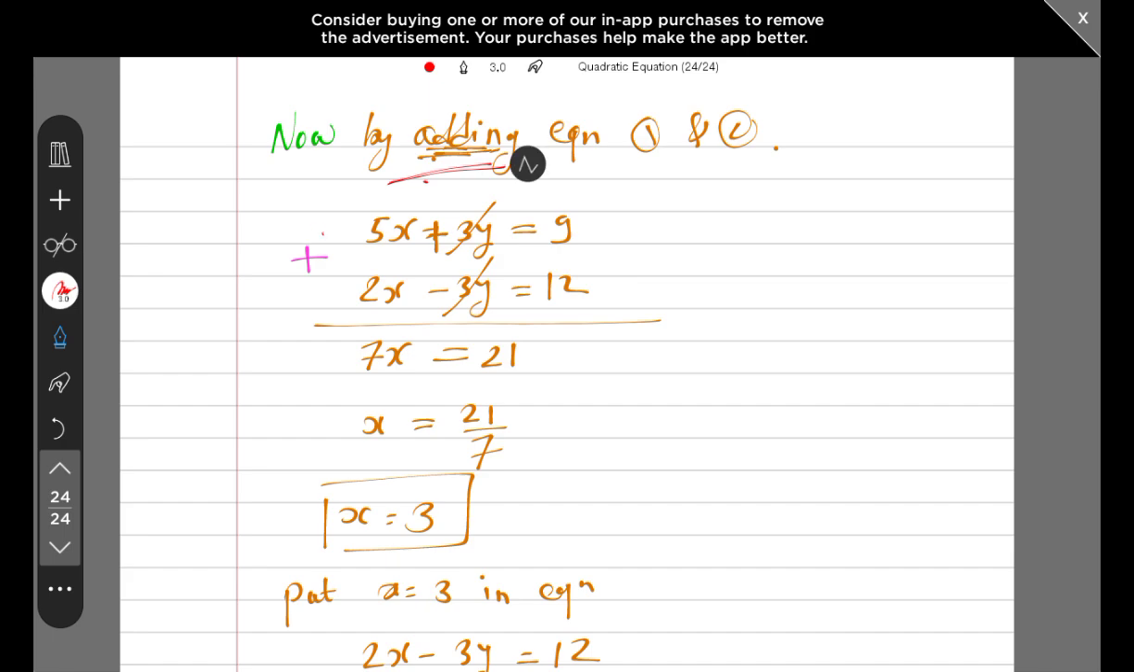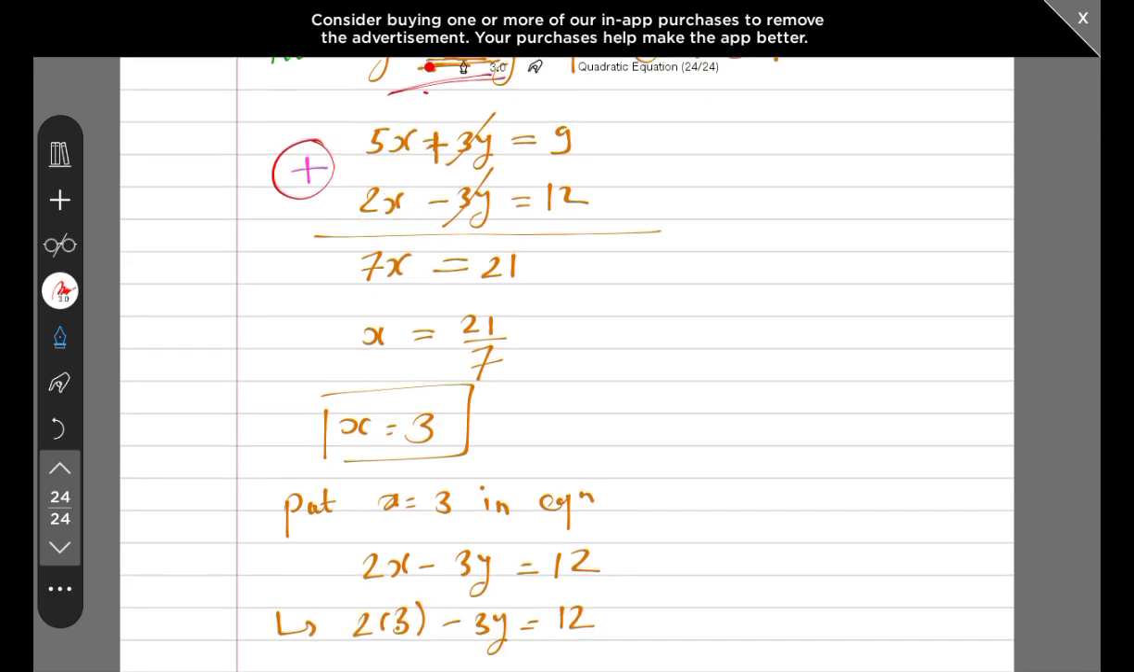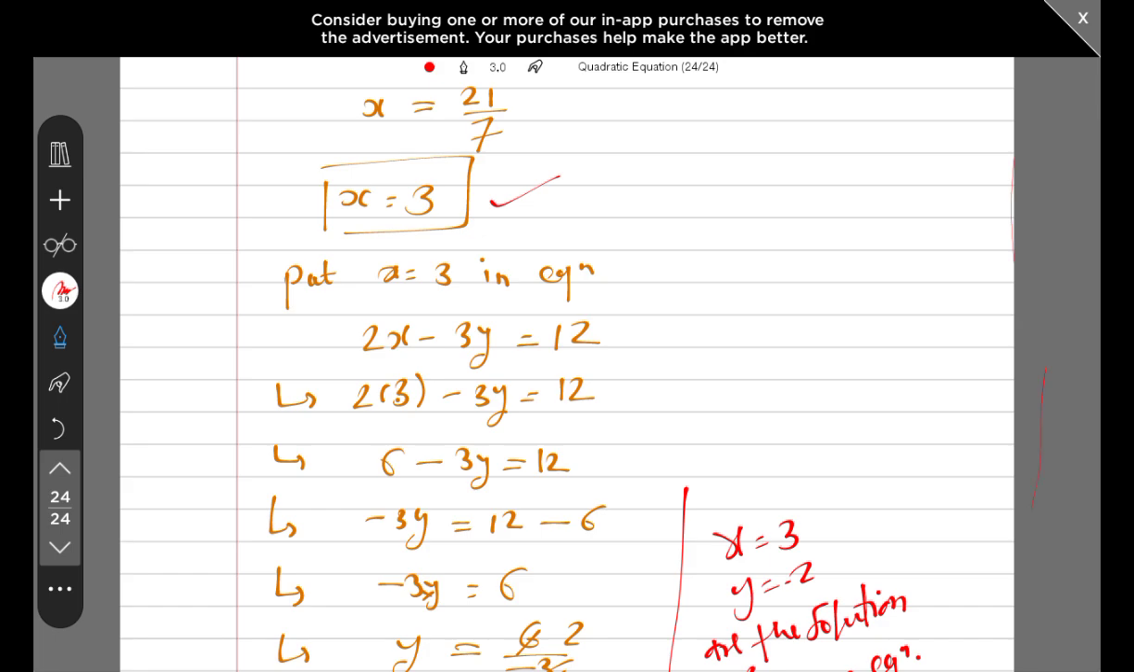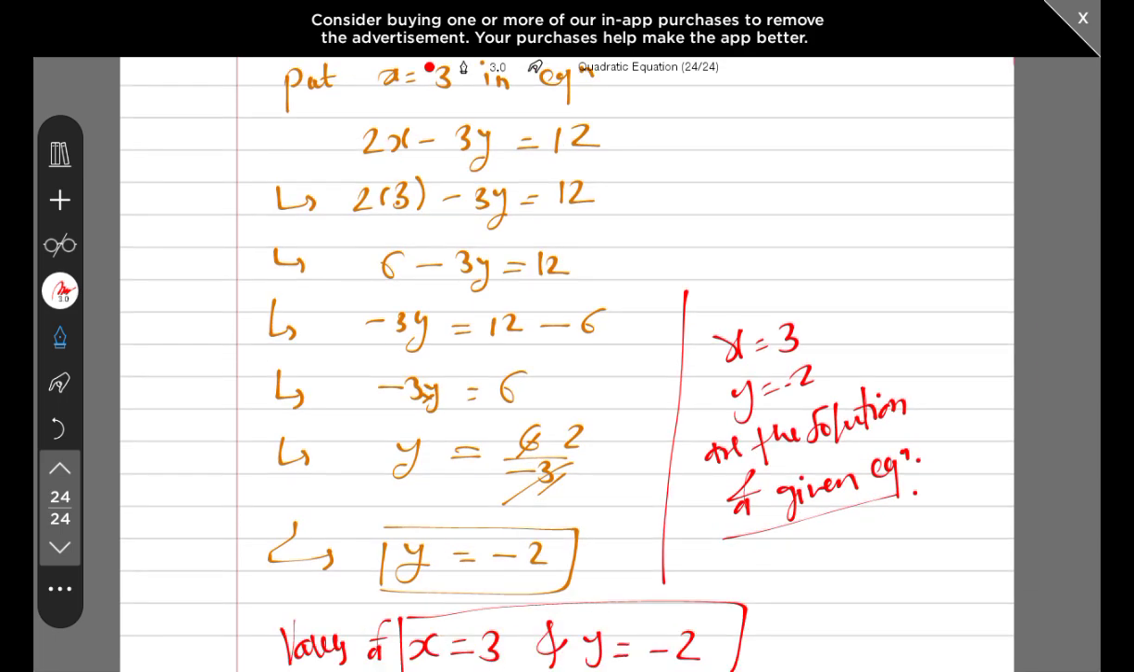addition, right? So by adding these two equations, what do I get? 5x plus 2x I get 7x, and the 3y is cancelled out by minus 3y, so 9 plus 12 equal to 21, right? Again by solving this, I get x equal to 3. Just put this value of x in any one equation you want, but it is most preferred to use the equation which has the smallest coefficient. So just putting the value of x in this equation, I directly get the value of y. So I get the value of y is minus 2.